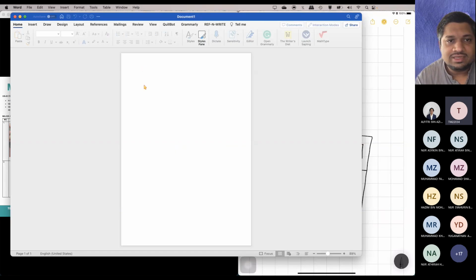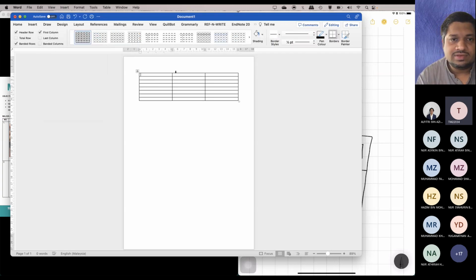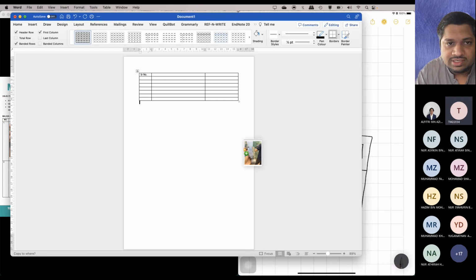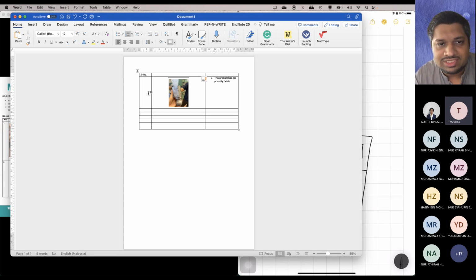When you are preparing your lab sheet, insert a table from here. Then you can adjust your column width, serial number, take the picture of the product, picture like this, and put it in the required area, and then write the description. You can make a processing steps table like this.